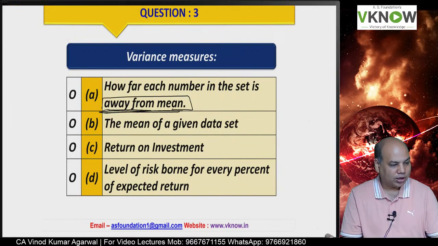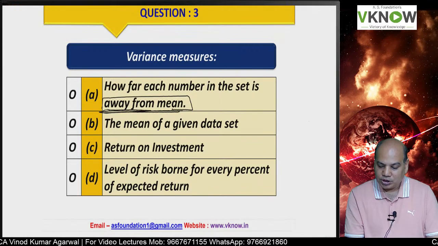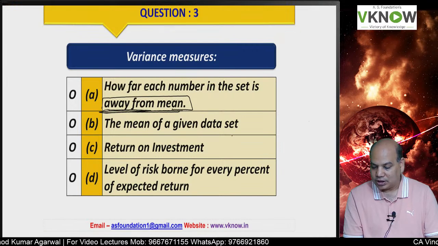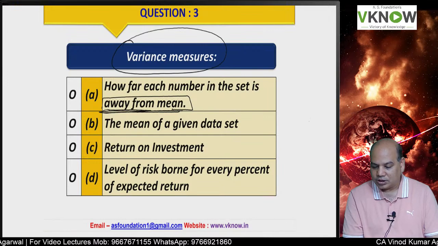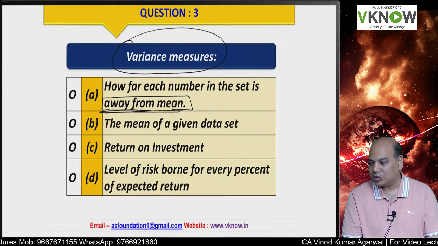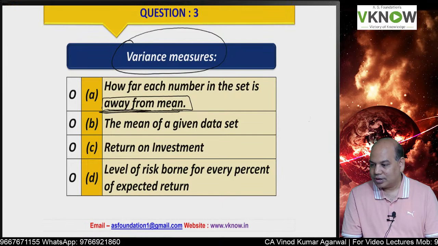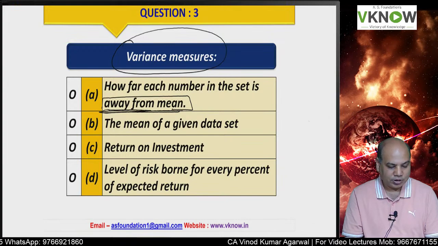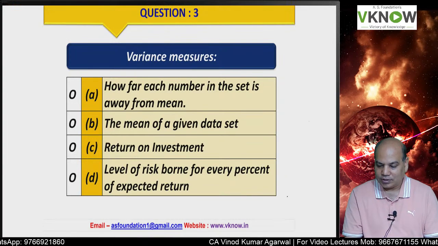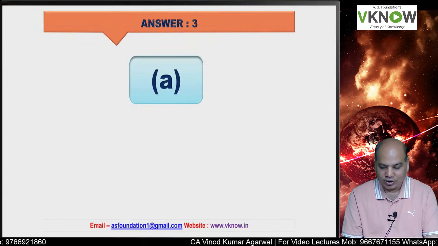Please write it in your book if not typed. B, the mean of a given data set. What variance measures? How far each number in the set is away from the mean? The mean of the given data set, return on investment, level of risk borne for every % of expected return. You have to choose the best option. If you think more than one option is possible, choose the best option. So the correct answer is A, 3A, tick mark 3A.